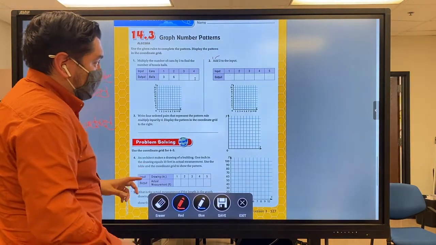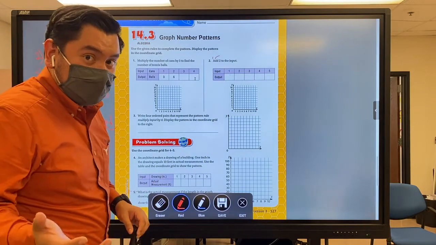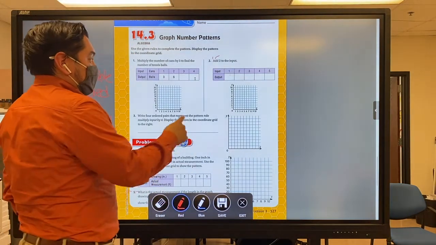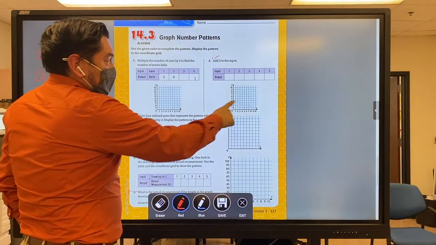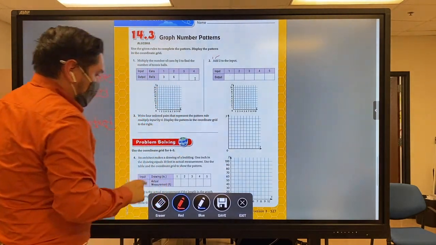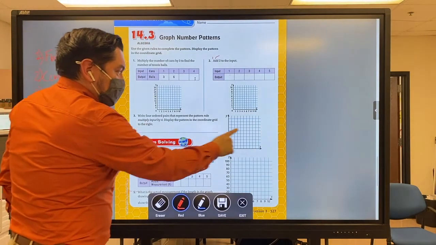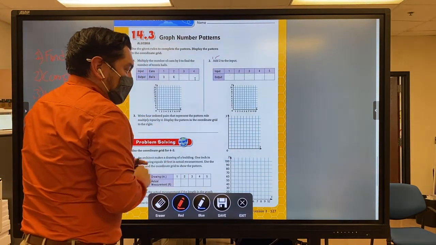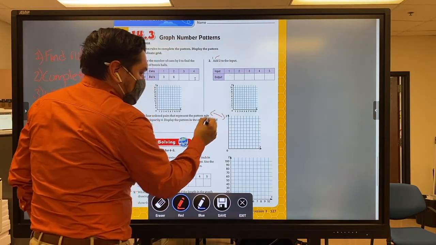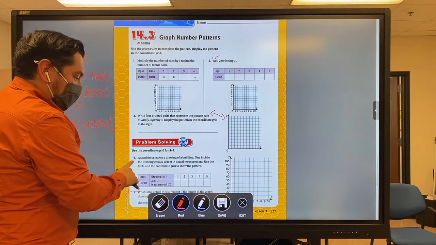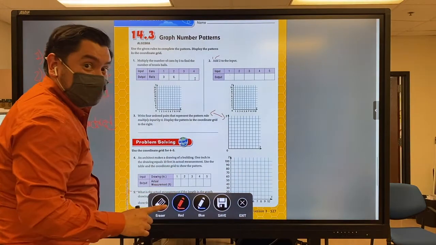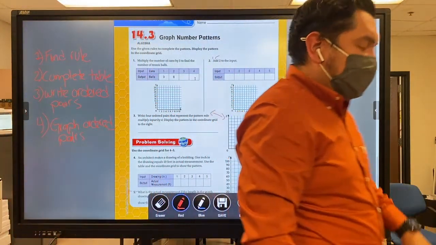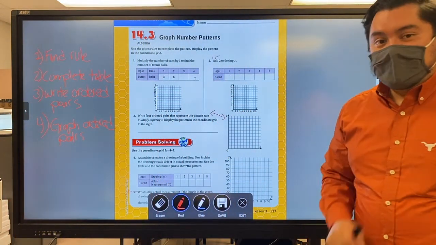Okay, each problem is gonna have some type of graph or input-output table. This goes with this problem. This one goes with number 2. 3 goes with this one, okay? So make sure you pay close attention to that. And then 4 has an input-output table and the graph. Okay, so pay very close attention to that.